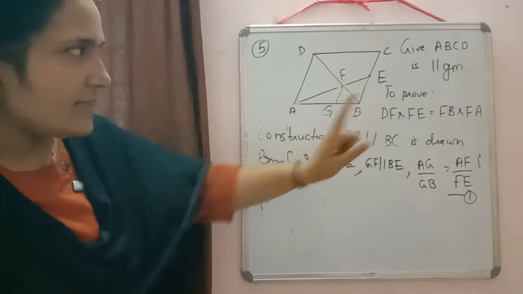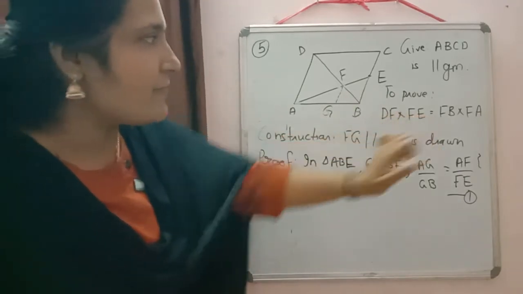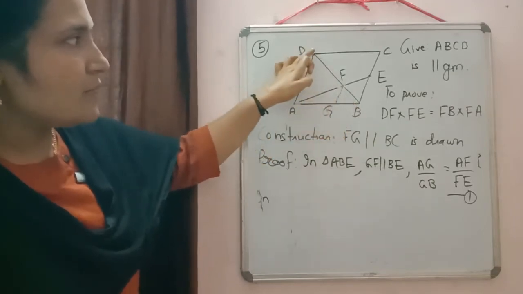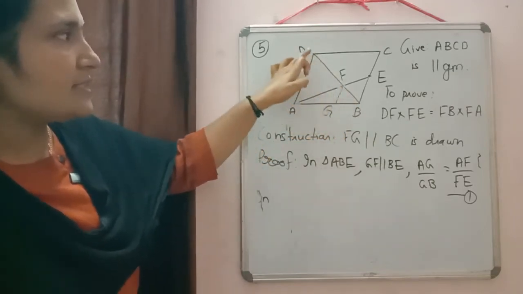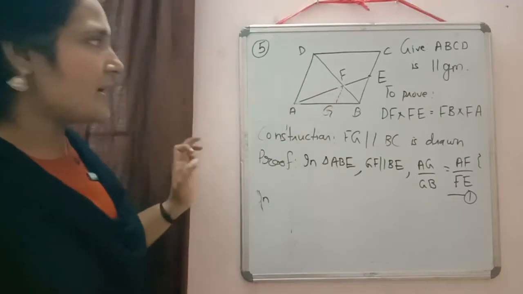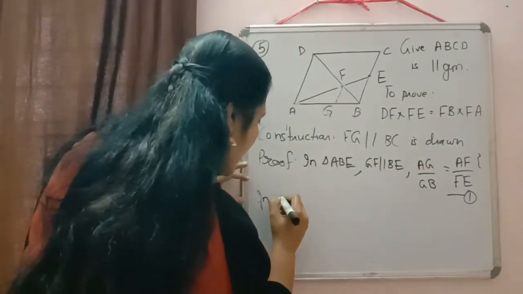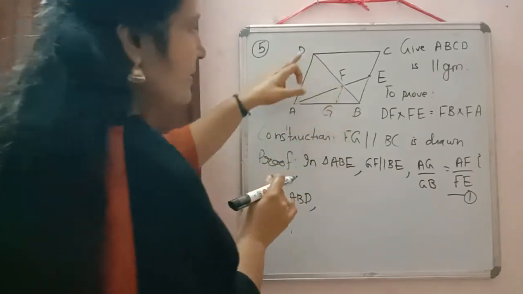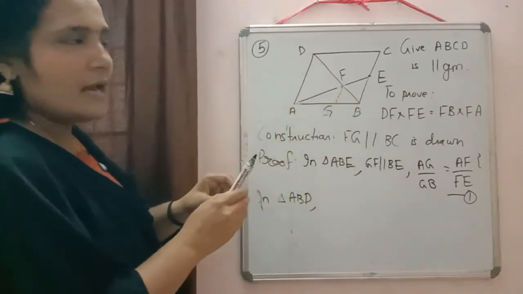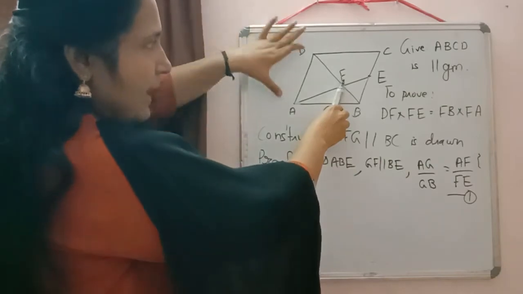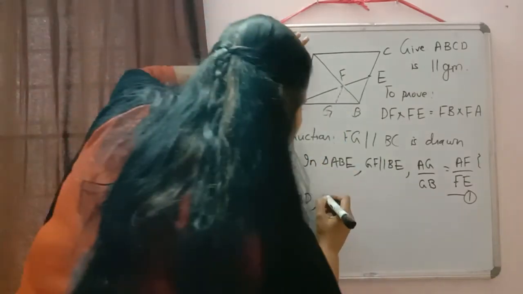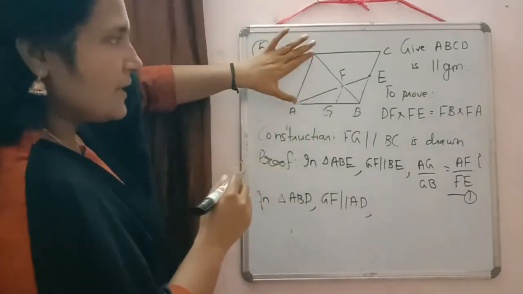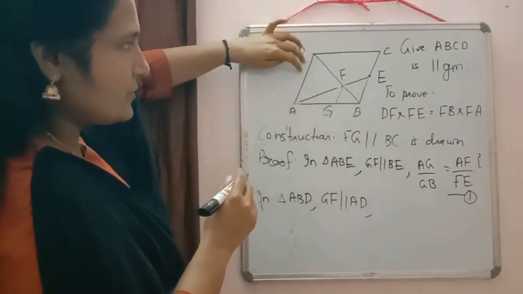In the proof, we need the sides DF and FB. DF is here and FB is here. So this is the triangle we have to take: triangle ABD. In triangle ABD, what is the parallel line we have? GF parallel to AD. So we will write GF is parallel to AD.